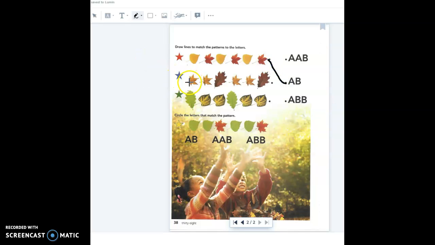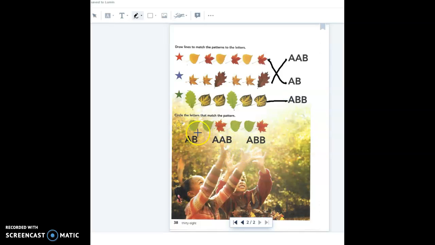Let's look at this pattern. I have brown, brown, darker brown, brown, brown, darker brown. So A, A, B, A, A, B. This is an AAB pattern, so I need to connect it to that one. This one I have green, yellow, yellow, green, yellow, yellow. So this time it's A, B, B type of pattern.